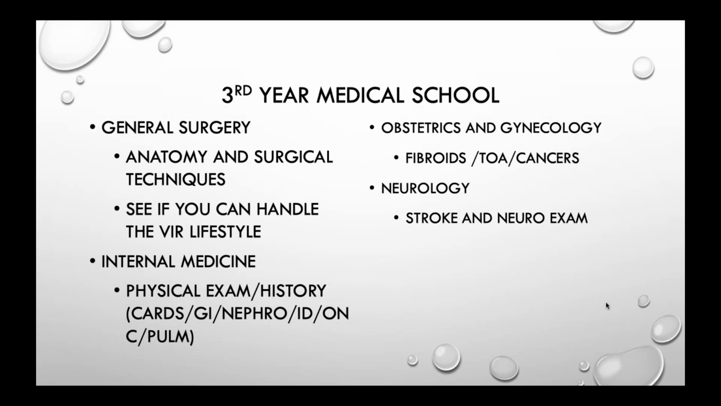Internal medicine. So you want to get a good foundation in history and physical exam. Again, really get your cardiology, GI, nephrology, infectious disease, oncology, and pulmonary down during that internal medicine block. Okay, OB-GYN, obstetrics and gynecology, because we're going to see a lot of overlap, whether it be fibroids, tubo-ovarian abscesses, and different cancers, whether it be cervical or uterine or ovarian. So you really want to get these foundations down in third year medical school, and then neurology for stroke and neuro exams, so you get that really honed down as well.